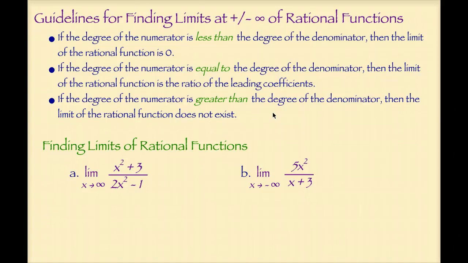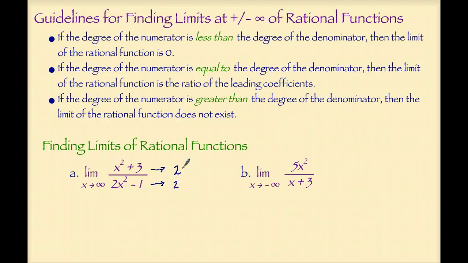Now that we have these guidelines, we don't necessarily have to use the algebraic technique to rewrite the rational function. We simply look at the degree of the numerator and the degree of the denominator and then use the guidelines to determine what the limit is. Starting with this first example, the limit as x approaches positive infinity of (x squared plus 3) over (2x squared minus 1). The degree of the numerator is 2, and the degree of the denominator is also 2.